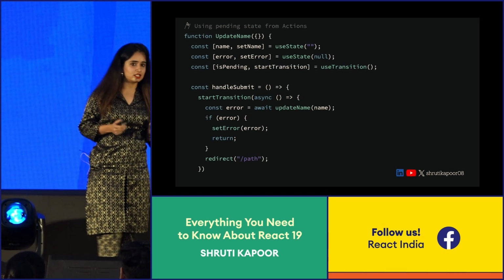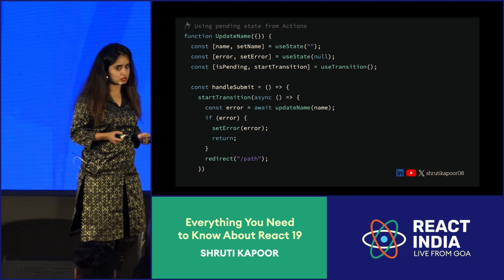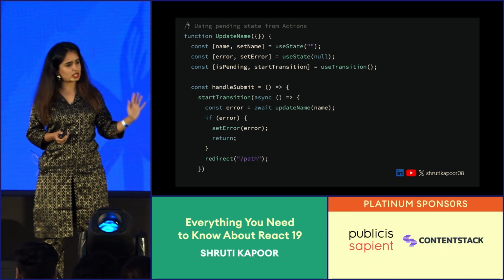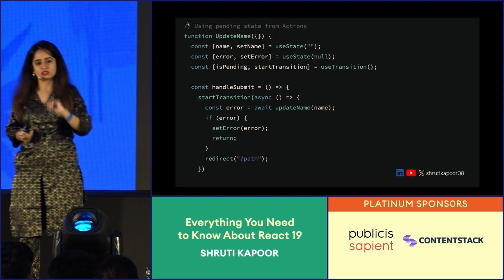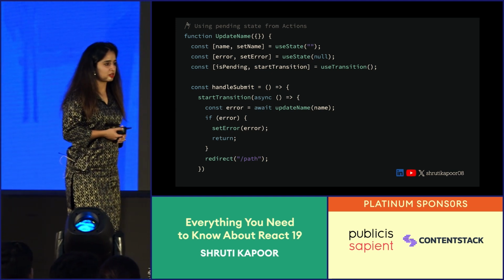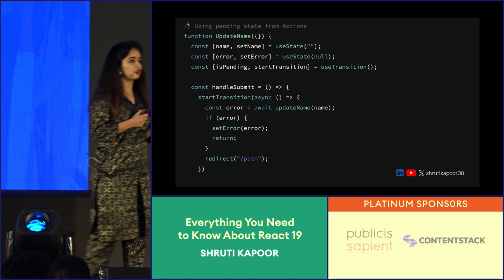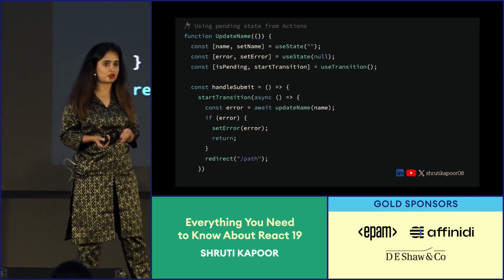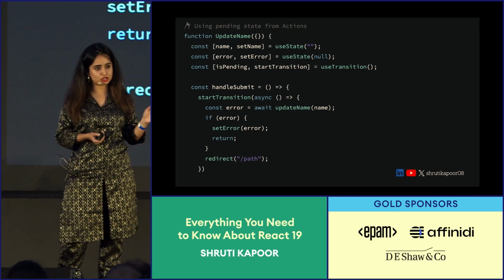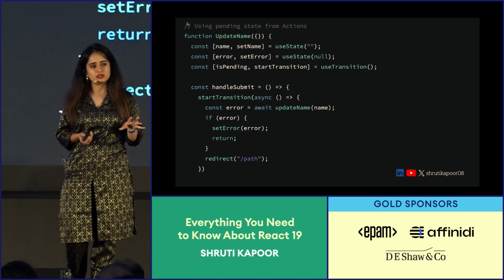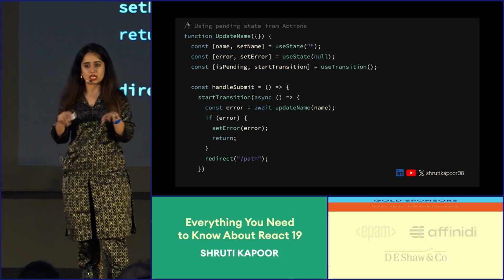In React 18, start transition was introduced. Does anybody know what start transition is with a show of hands? Okay, so a few. So quickly, I'll talk about this. Start transition, or the use transition hook which it comes from, is the way we tell React to mark certain updates as urgent. An example of this is when you have a Google search field, you type something.